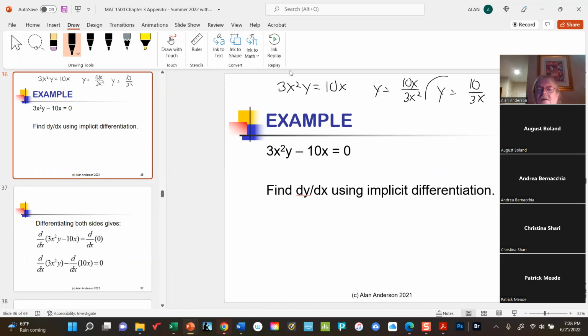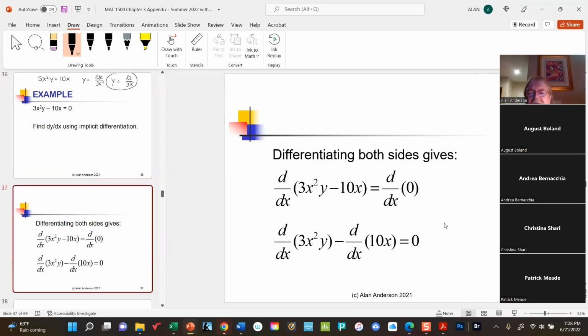All right, we'll double check that later on. But if we use implicit differentiation, we'll differentiate both sides with respect to x. The right-hand side was already 0, so its derivative is 0. We split this up into two pieces. This one is easy. This one is just 10.